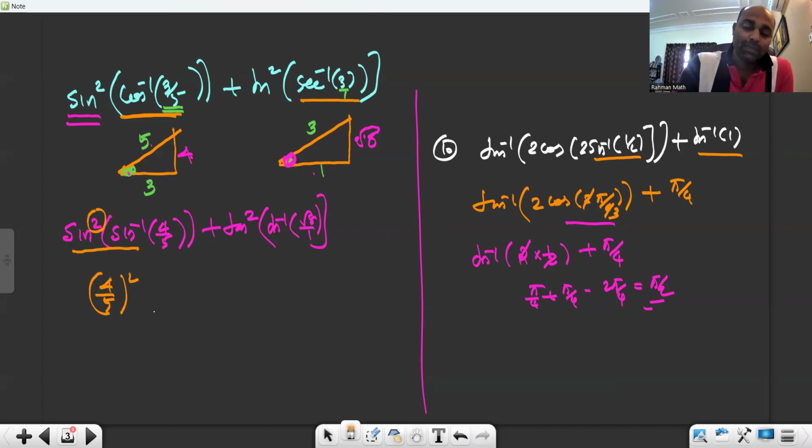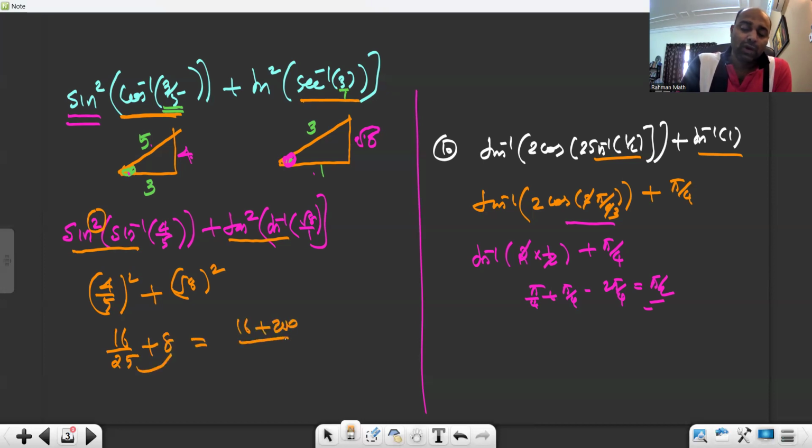Plus. Here also tan and tan inverse get cancelled. Root 8 square. Yeah, people are giving the answer. I think correct only. 16 by 25 plus 8. 25 into 8 is 200. So 200 plus 16, 216 by 25 is the correct answer.